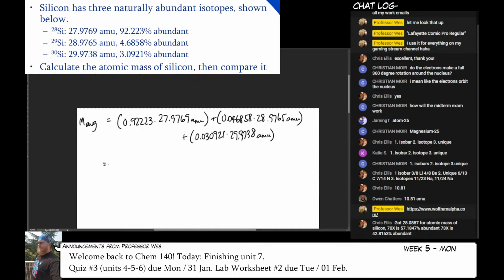All right, so with sig figs, that will give us 0.92223 times 27.9769. So that's 5 sig figs. So I got 25.801. And then 0.046858 times 28.9765. That's 5 sig figs also.